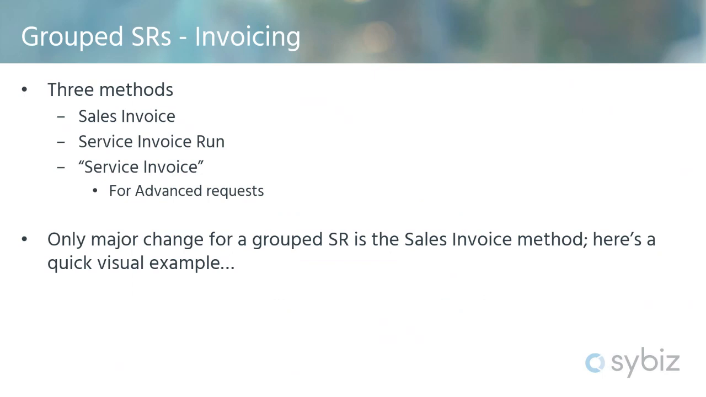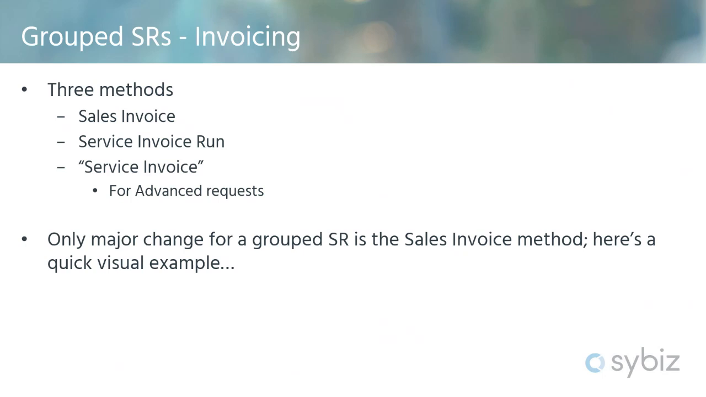Now, in regards to invoicing these out, mostly it's the same. So you've got your 3 options: your service invoice run, which was already sort of batching things together, and your advanced service invoice, which is just called service invoice. All of these are going to be the exact same. So if you're doing advanced, you're still going to be doing it one by one per request, because obviously you've got a lot more fine-grained control there.